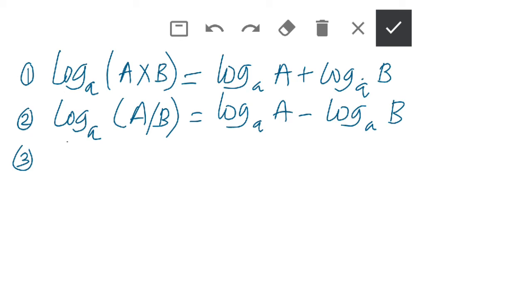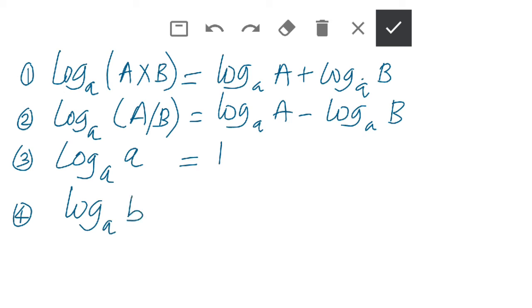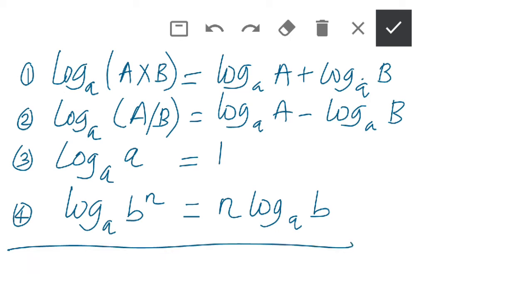Number 3, we have seen that the log to base a of a is 1. Another one that you have seen is that log to base a of b to power n, we have seen that that is the same as n log to base a of b. So we shall be using this and many others to solve problems involving logarithms.